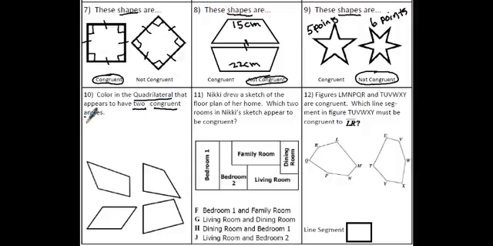Now, question number 10 is a little more difficult. It's a word problem that's saying color in the quadrilateral. So the quadrilateral, there's only one answer that appears to have 2 congruent angles. It doesn't say more than 2. It doesn't say 2 pairs of congruent angles. It just says only 2 of them are congruent. So this is kind of implying that only 2 of them within the same quadrilateral should be congruent.